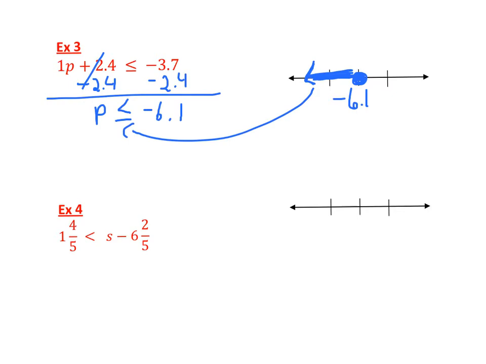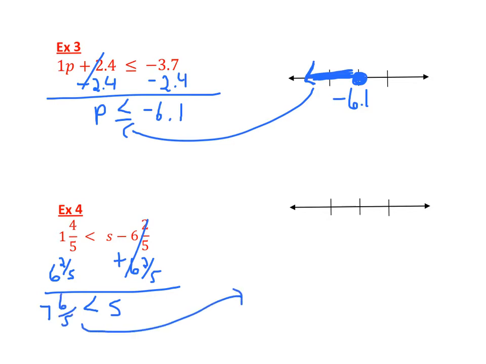All right, next I have a variable on the right-hand side. So write this down. 1 4/5 is less than s minus 6 2/5. So this time I'm going to add 6 2/5 to the right, and that means I'm going to add 6 2/5 over to the left. This cancels, and I get s is greater than, reading this backwards, s is greater than 7 6/5, and we can simplify that, which I'm going to do over here. So s is greater than 8 1/5.